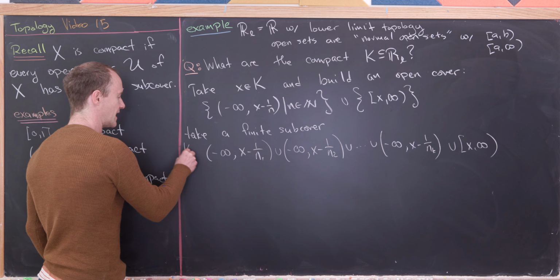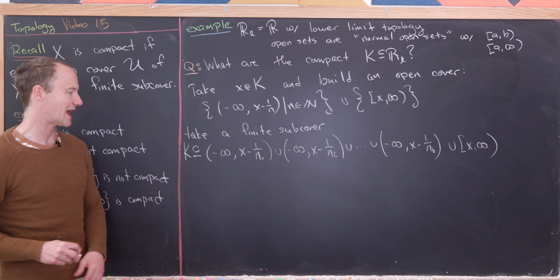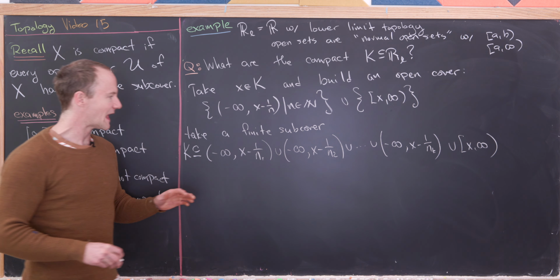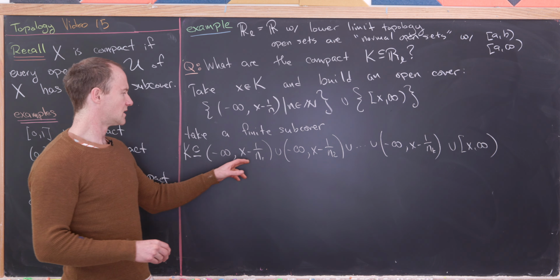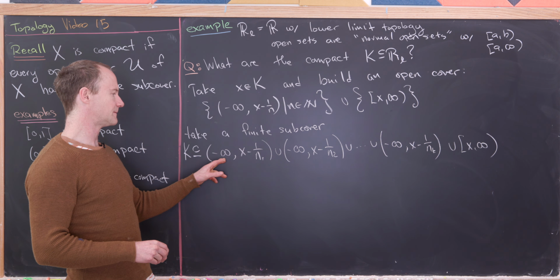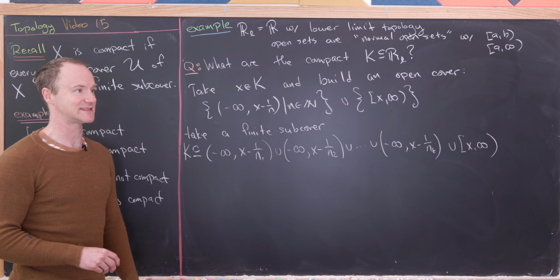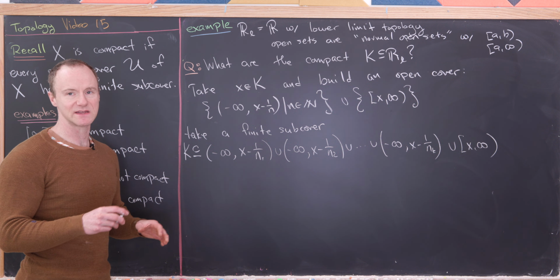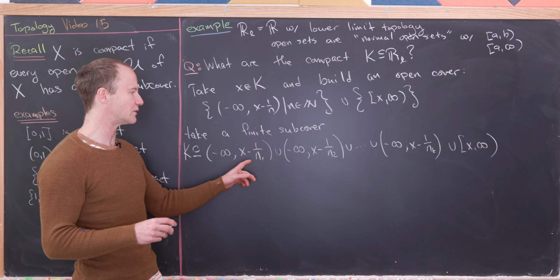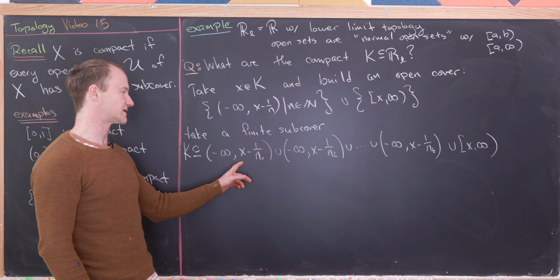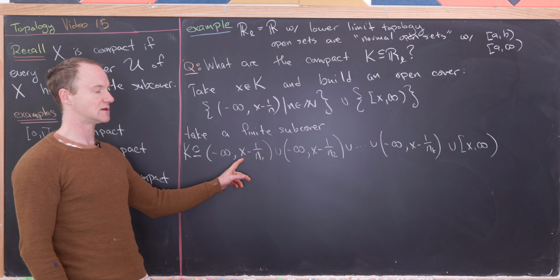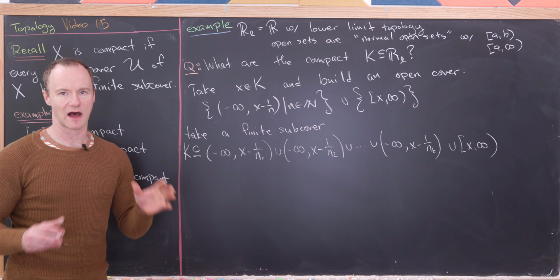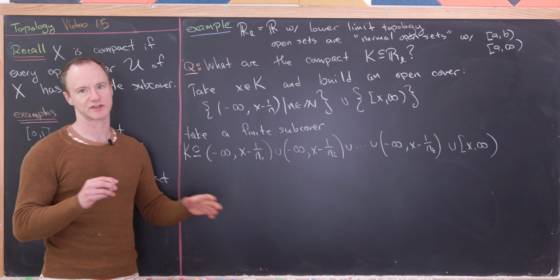Okay, so anyway, it being a finite subcover means K is a subset of that union. But now I'd like to observe that these intervals, minus infinity up to x minus 1 over n, are all nested. So when we take their union, we simply get the biggest one. And what's the biggest one? Well, notice that the biggest one is going to be whichever one has the smallest number subtracted from x. But in order to subtract the smallest number from x, we need the largest denominator. So there's a bit of a game there with smallest, largest, smallest, largest.